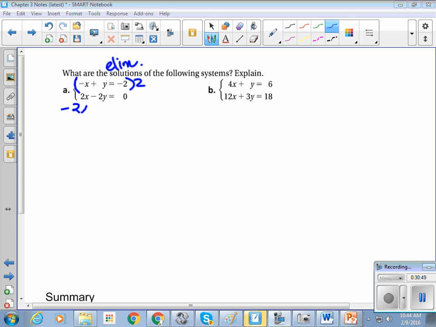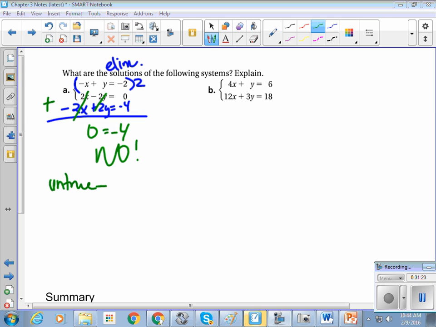Negative 2x plus 2y equals negative 4. And then I'm going to add these straight up. 2x minus 2x is 0. Negative 2y plus 2y is also 0. 0 minus 4 is negative 4. Does 0 equal negative 4? No. So when you get an untrue statement, there is no solution.